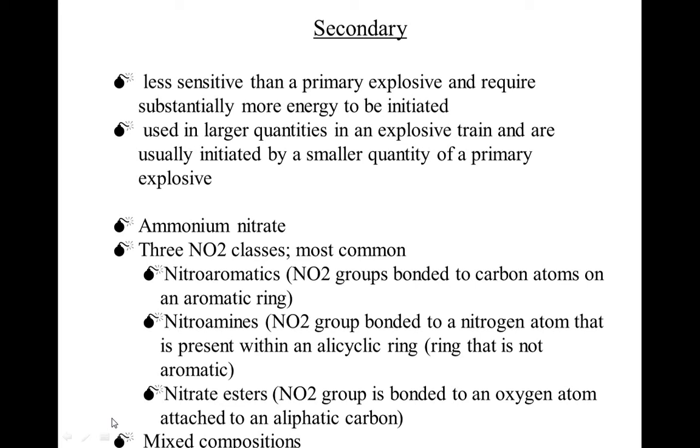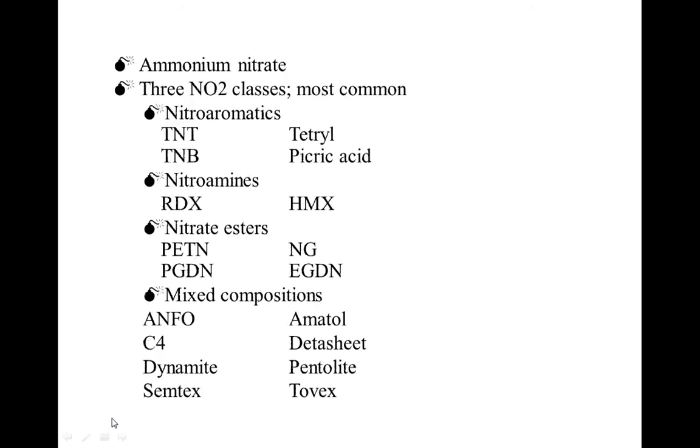Ammonium nitrates, and then there are 3 different categories of nitrate compounds, and then also mixed compositions. So this slide breaks down the 3 different nitrate compounds into nitroaromatics, nitroamines, and nitroesters, and lists a lot of your common secondary high explosives. Keep in mind there are also the mixed compositions, which may be a combination of various explosives.